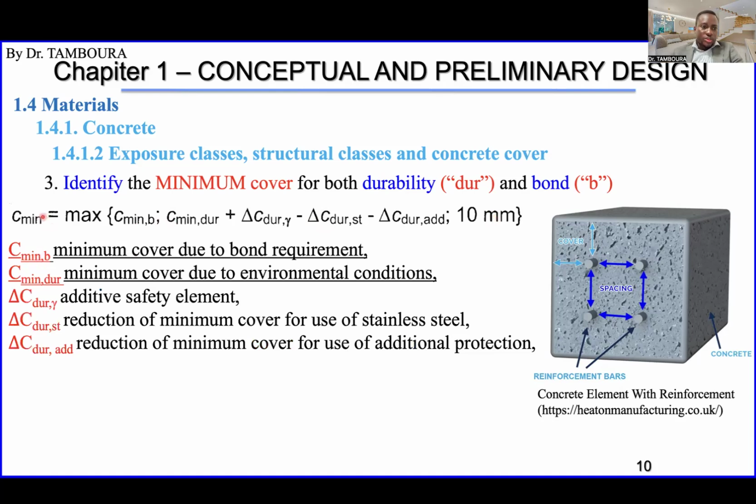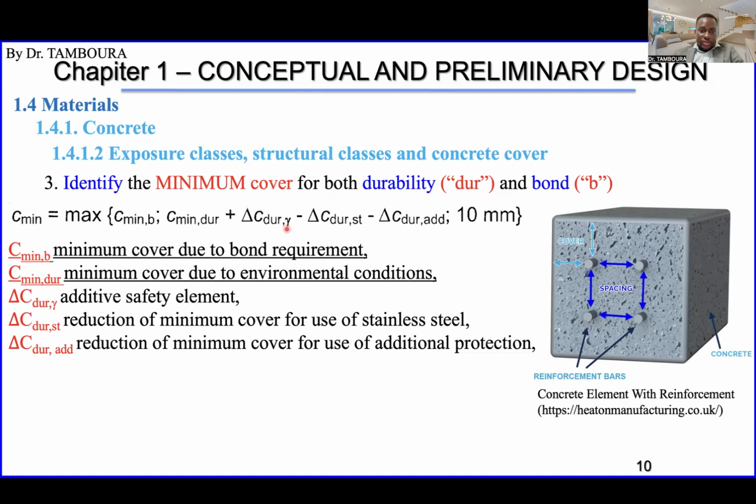C minimum, B is minimum cover due to the bond requirement. Okay. C minimum D, this one is the minimum cover due to the environmental condition. This is for the durability, it is here. Okay.